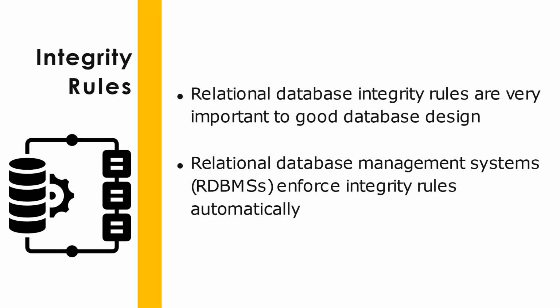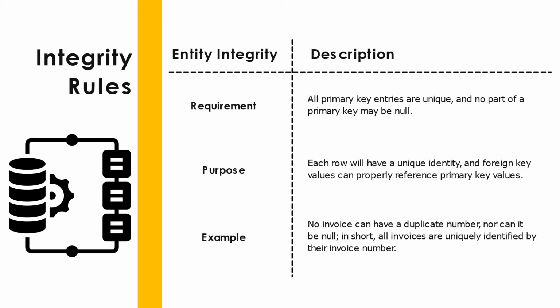Now, the relational database integrity rules are very important to good database design. The relational database management systems enforce these integrity rules automatically. For the integrity rules, these are the requirements. All primary key entries should be unique and no part of the primary key may be null. The purpose of this is so that each row will have a unique identity and foreign key values can properly reference primary key values. An example of which is this: no invoice can have a duplicate number, nor can it be null. In short, all invoices are uniquely identified by their invoice number.